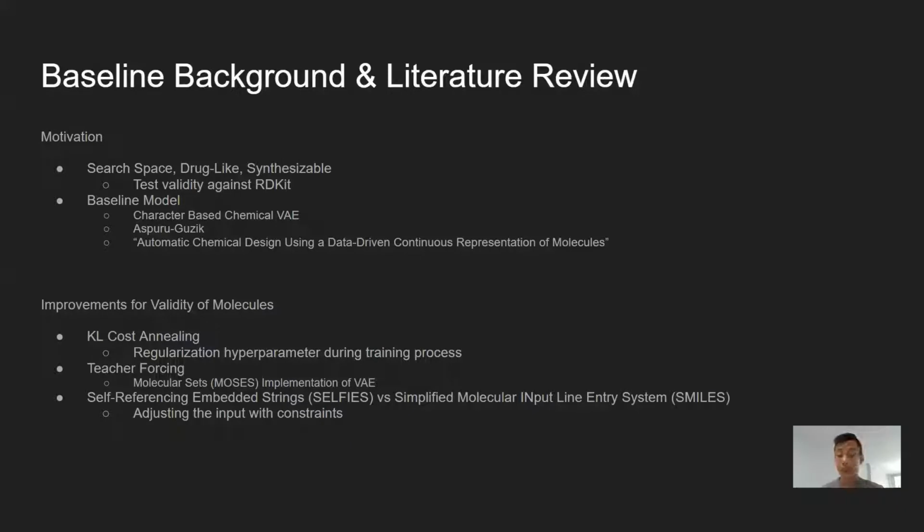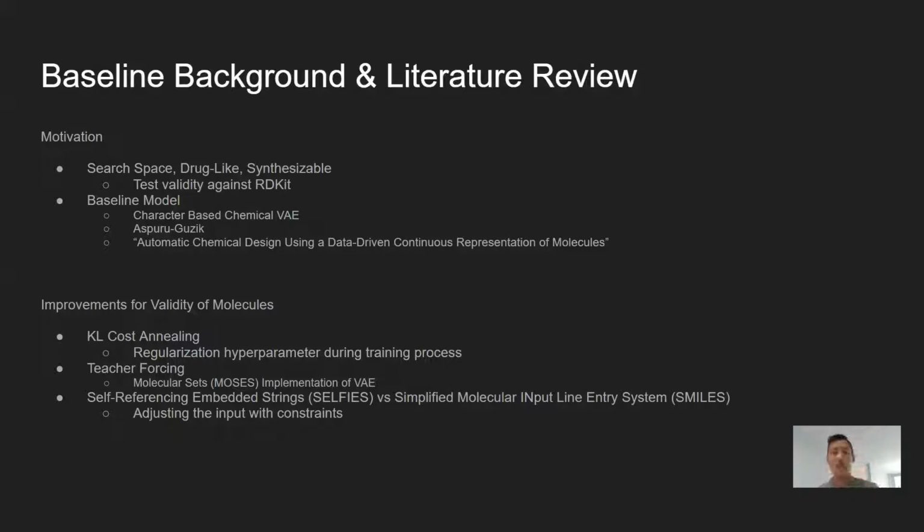Our baseline model was a character-based chemical VAE model, which we took inspiration from the paper Automatic Chemical Design Using a Data-Driven Continuous Representation of Molecules. We actually used a repo from a group involved in that paper, the Aspuru-Guzik Group, and this was the model that we based our baseline model on.